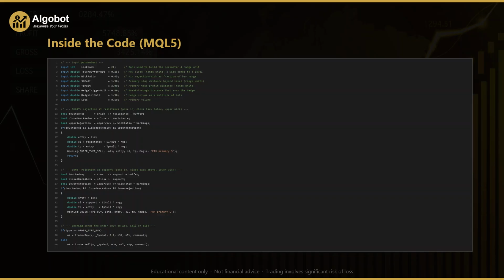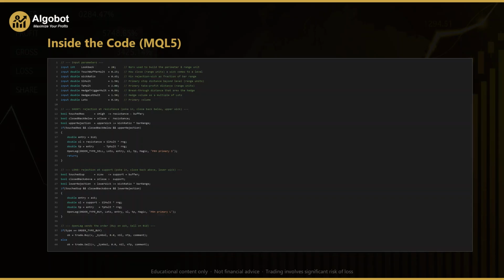The long block is the mirror. It checks that the bar's low reached support within the buffer, that the close finished back above support, and that the lower wick meets the same ratio. It then places the stop just below support, the target above entry, and calls open leg with an order type of buy. At the bottom, you can see what open leg actually does.